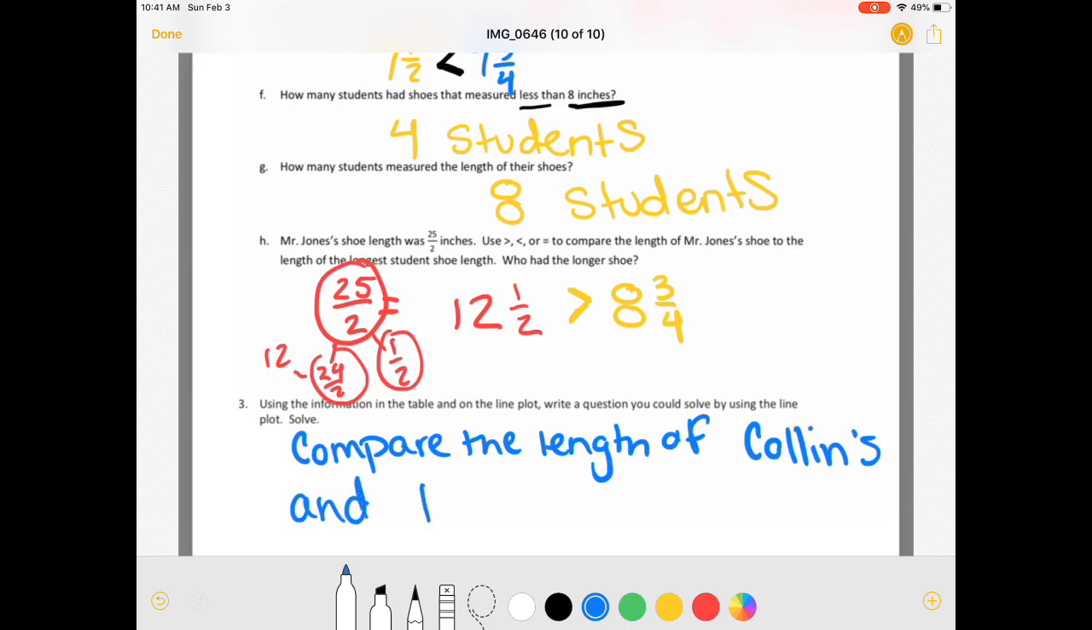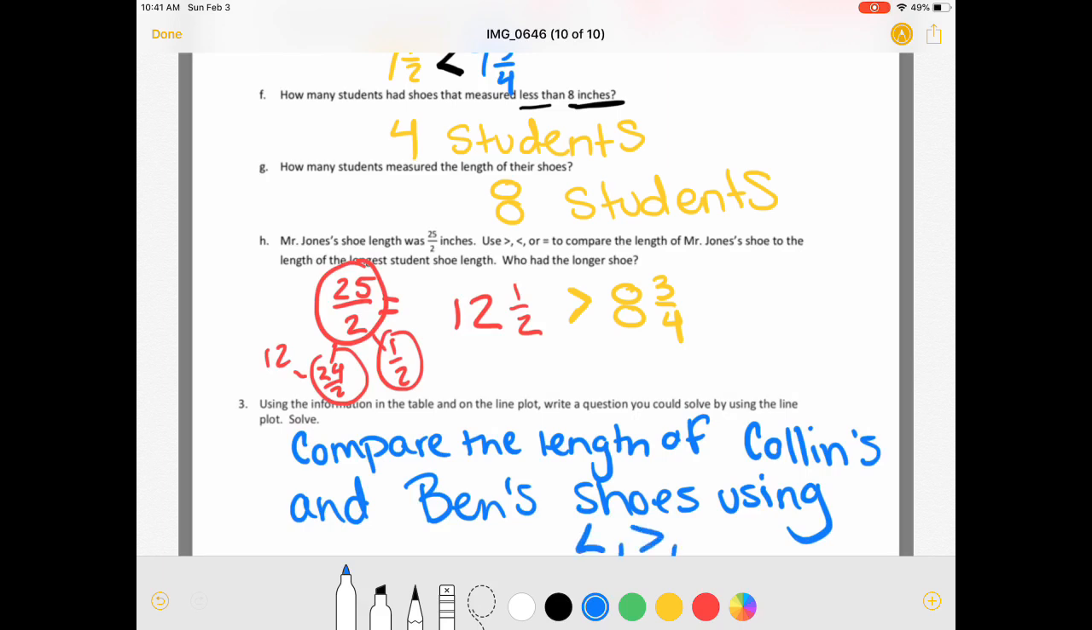Using greater than, less than, or equal to. Or less than, greater than, or equal to. Either way. All right. Let me know if you have any questions.